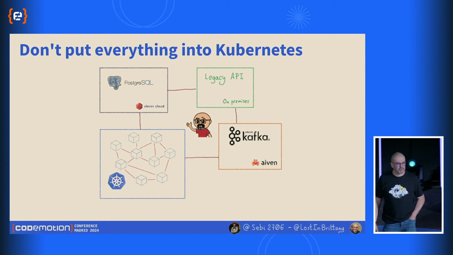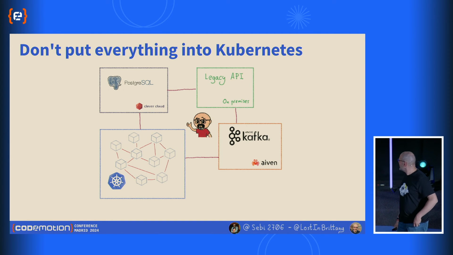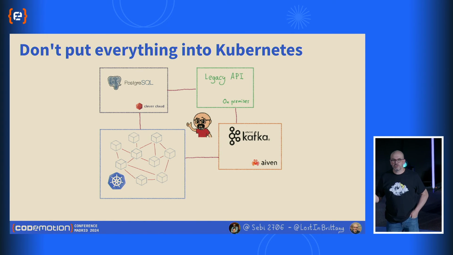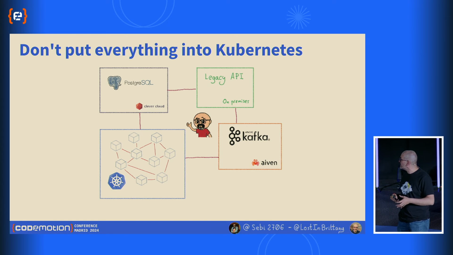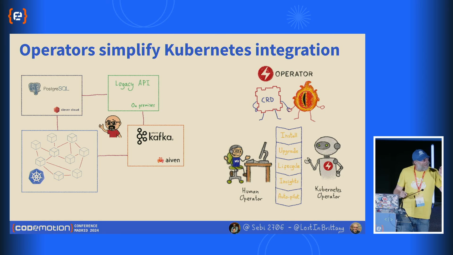You don't need to put your database, your legacy application and your external data sources, everything, in Kubernetes. If you need a Kafka, go to Aiven. If you need a Postgres, you can go to Aiven as well, or to Clever Cloud. If you have your legacy API, don't try to shoehorn it into Kubernetes. But Kubernetes can help you operate all of those things. How? With the operator pattern.